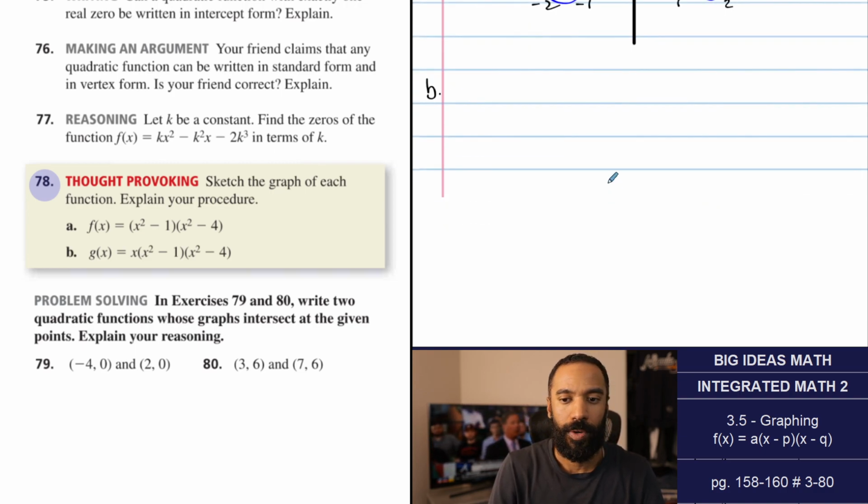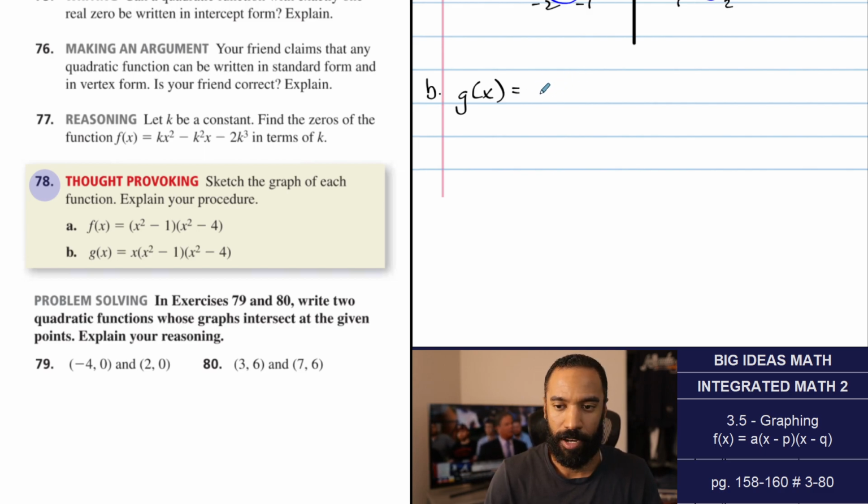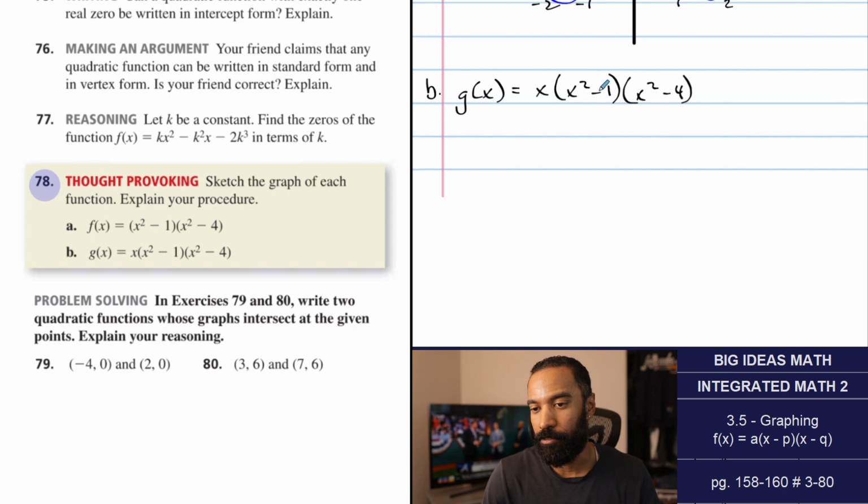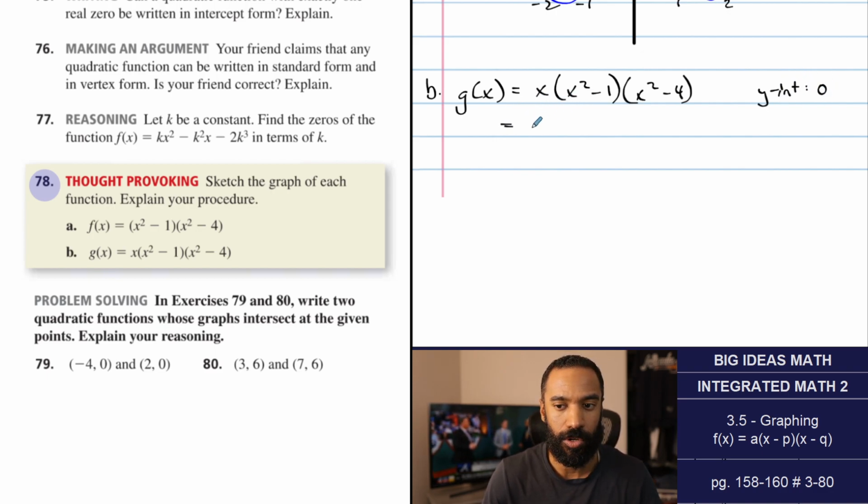Part B, we have g of x equals x times x squared minus 1 times x squared minus 4. So it's the same thing, only with an x in front now, and it's going to change some things. For starters, the intercepts are different. Because you know when I said you just multiply these things? Well, you have to be careful, because negative 1 times negative 4 is 4, times x is 4x. We don't have a constant here. The y-intercept for this is 0. You don't believe me? When I factor this, or it's already factored, 0 is going to be your x-intercept as well. So it's totally going to happen.